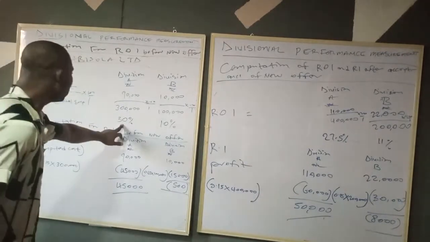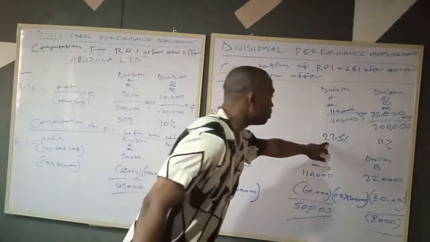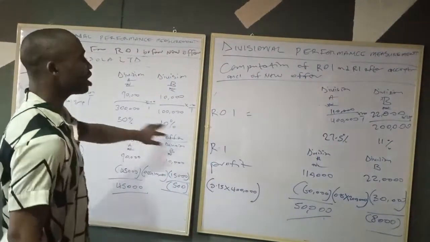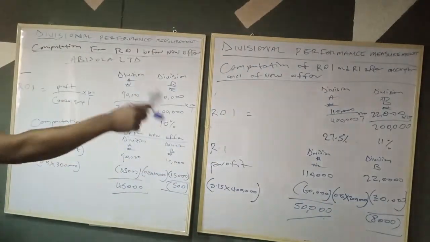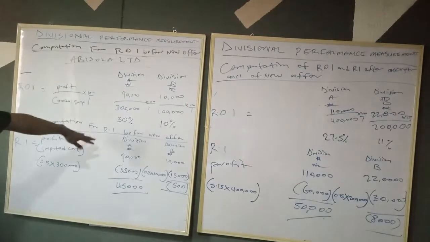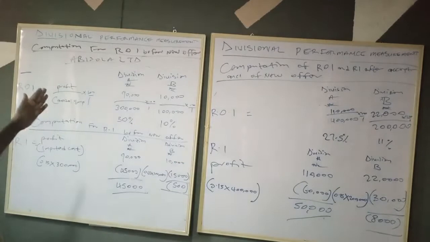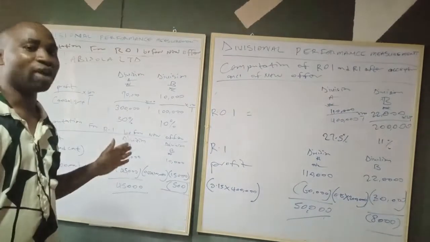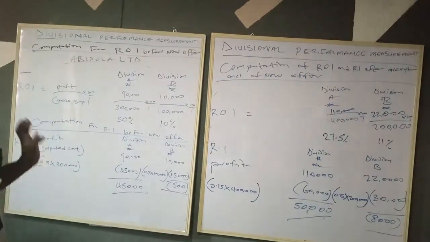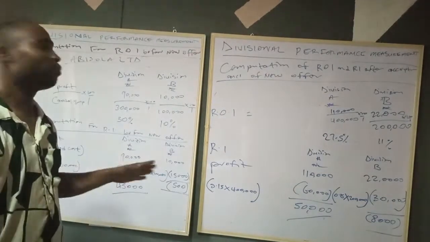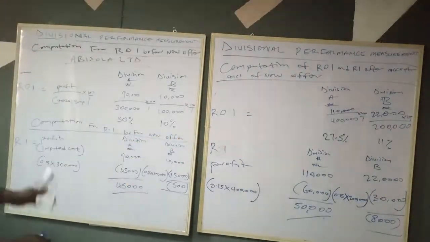Division A: you see that their return on investment before the offer is 30%, and after the offer is 25%. That means their return on investment is higher if they do not take the offer. Division A will reject the offer because the offer will dilute their return on investment from 30% to 27.5%. So that is one.